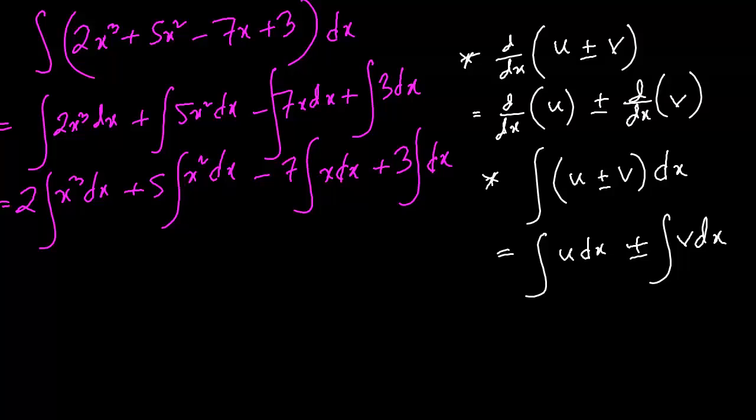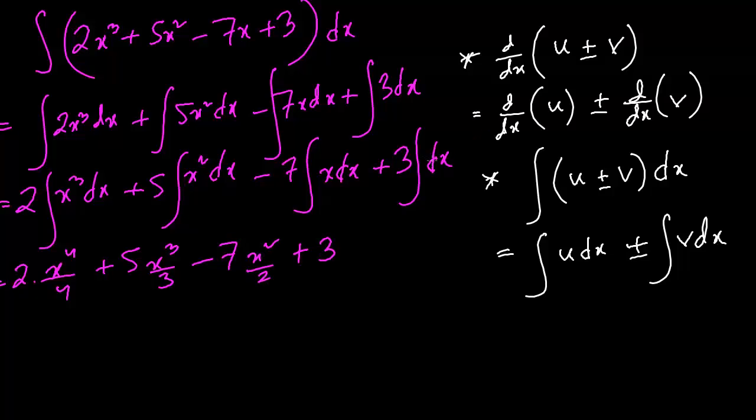So when we integrate this, we have 2 integration of x cubed, where the exponent increases by 1 and is divided by that exponent, plus 5 times x squared becoming x cubed by 3, minus 7 times x becoming x squared by 2, plus 3. And integration of dx is going to be x.